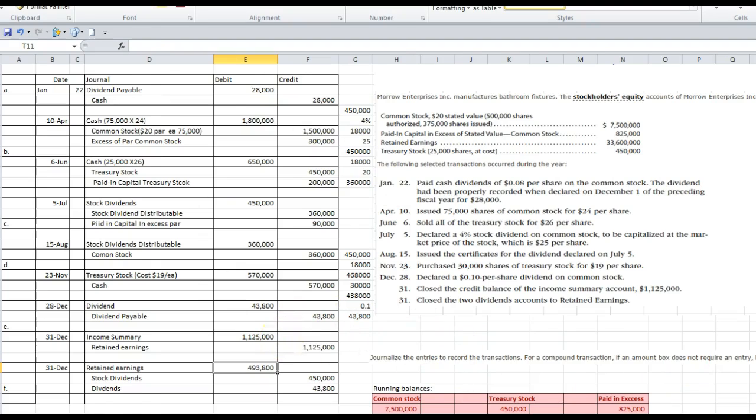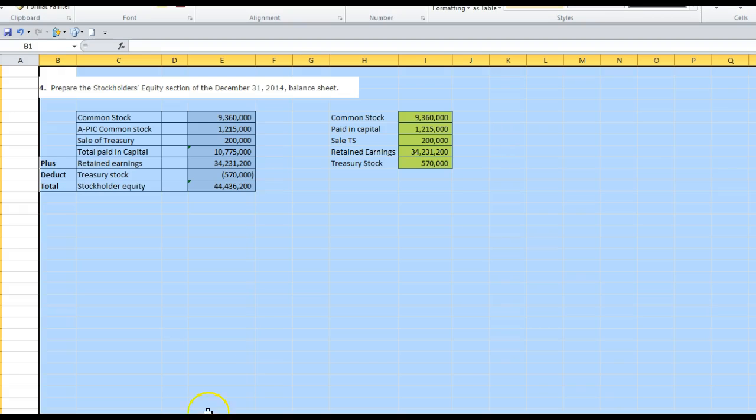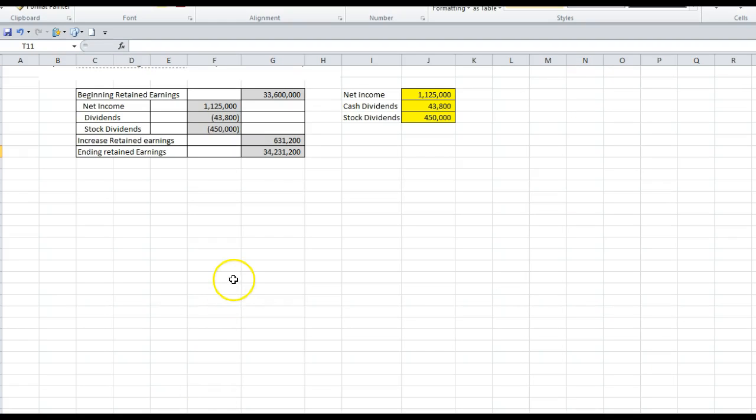Now you will do the retained earnings and the equity section. All your numbers are there. You just have to fill in the blanks. So that should pretty well wrap up your homework on that.